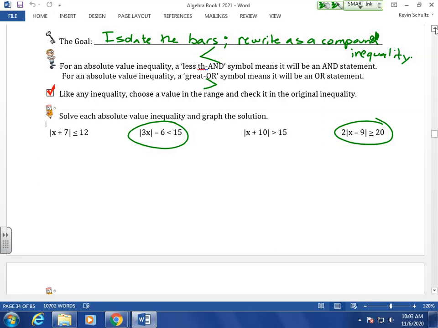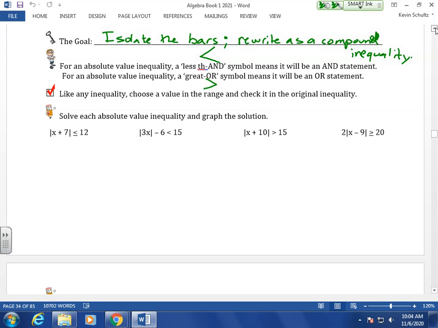And then, of course, to check your work, choose a value within the range and then plug it back in and see if it works. So this first one here, looking at these 4 examples: the absolute value of x plus 7 is less than or equal to 12. Our bars are already by themselves, so we don't have to do that first part. We can go ahead and rewrite this as a compound inequality. What type of statement will this be? And or? And. Less than symbol.